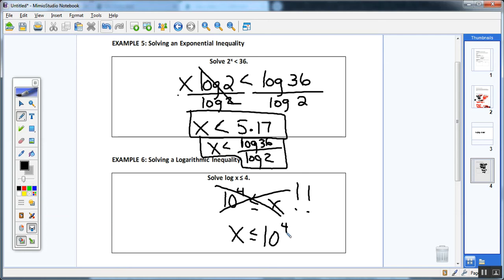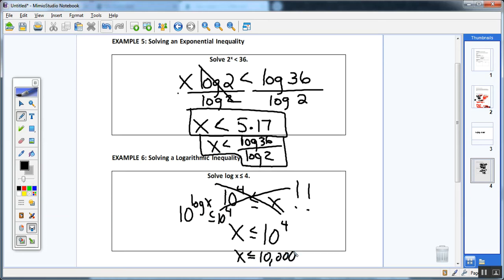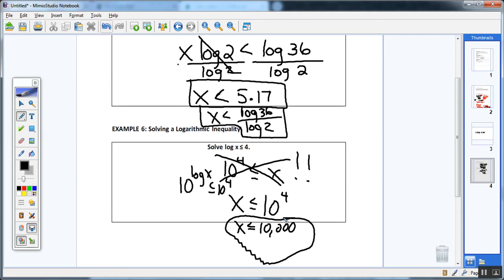To get x alone, you would have to raise this to the 10th power. So this would become 10 to the log of x less than or equal to 10 to the fourth power. What is 10 to the fourth, kids? So x would have to be less than or equal to 10,000 there, okay? Whoa. Kind of like a broken heart right before Valentine's Day.